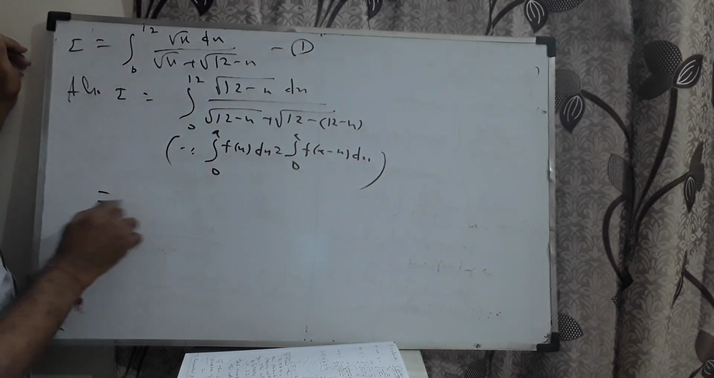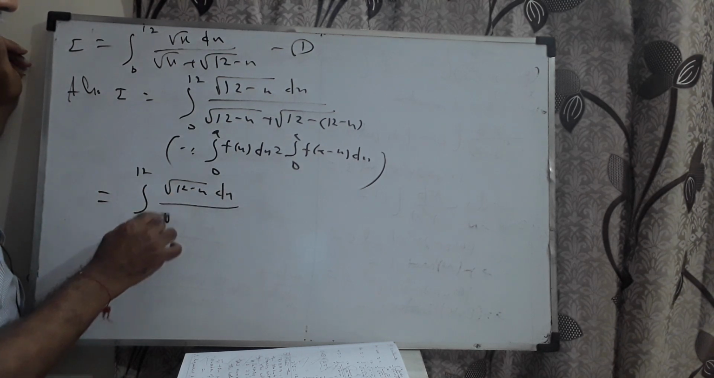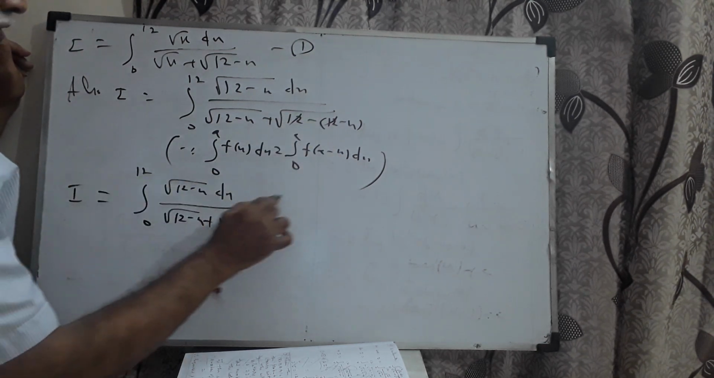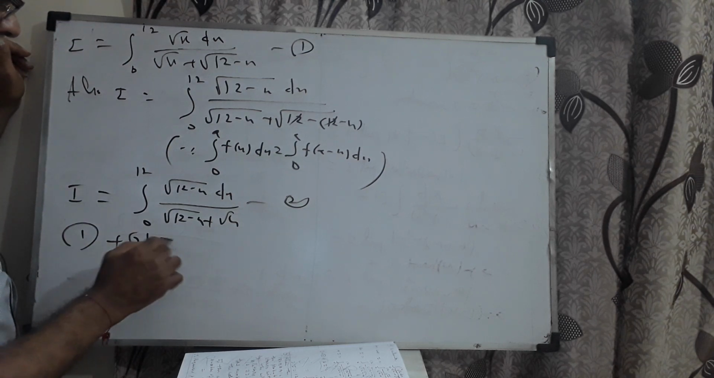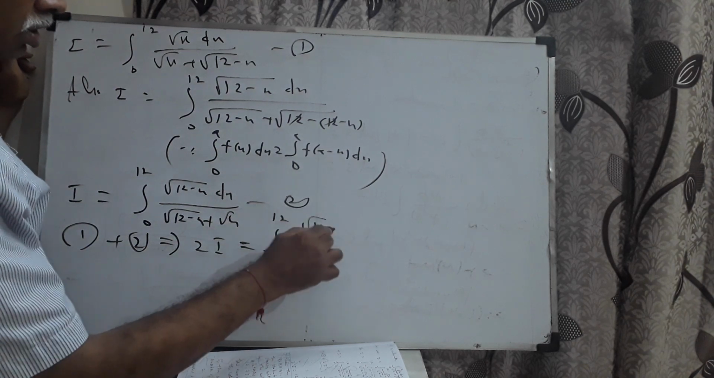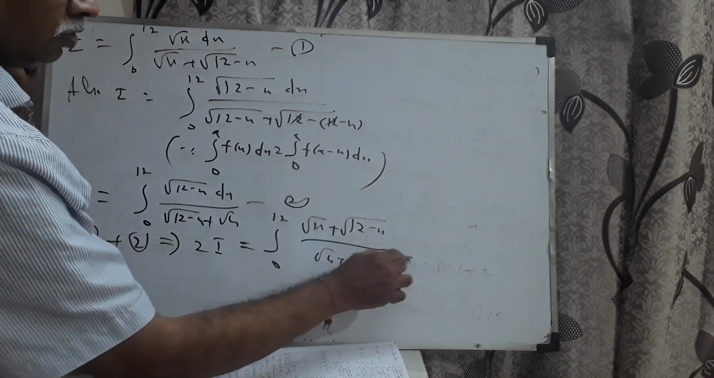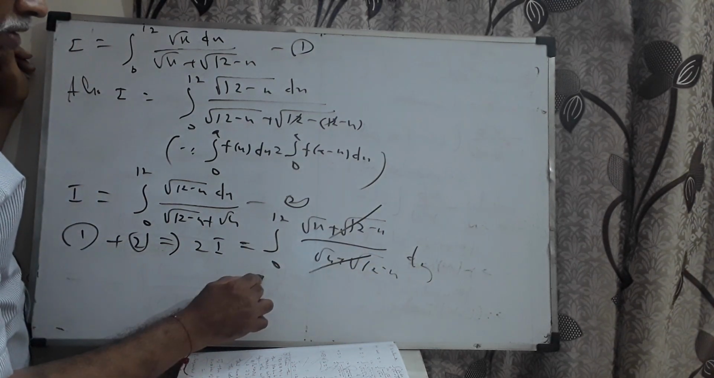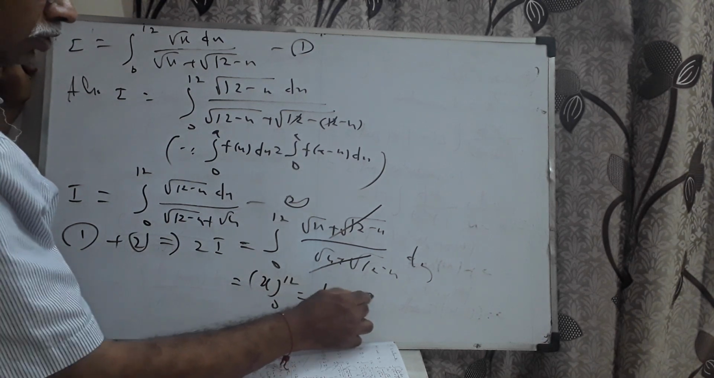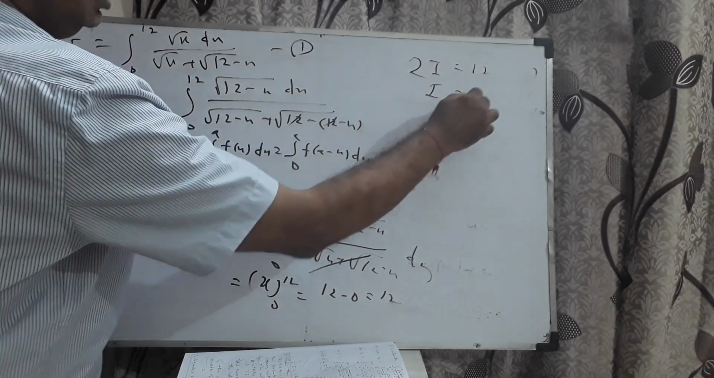That's the application. Therefore, this will become integral 0 to 12 root of 12 minus x dx by root of 12 minus x plus root x, where 12 gets cancelled. This is also I. Add 1 and 2. I have the same denominator, so I'll be able to add the numerators: root x plus root of 12 minus x by root x plus root of 12 minus x dx. This will get cancelled. It will be x from 0 to 12, which is 12 minus 0, which is 12. Now 2I becomes 12, which implies I becomes 6.